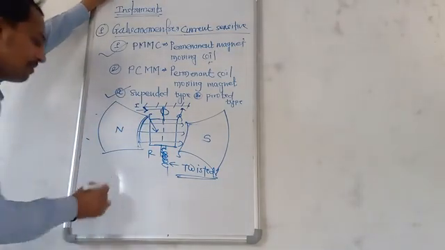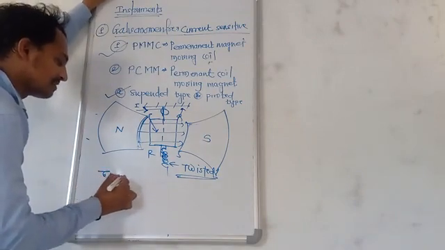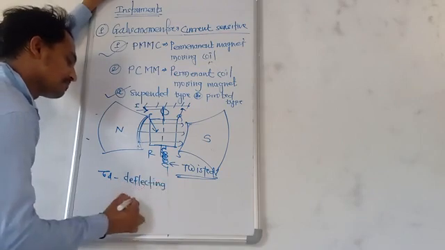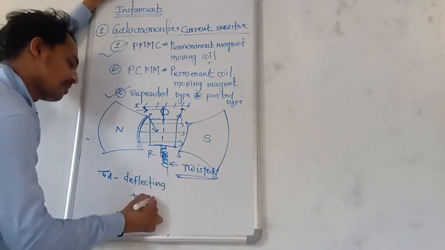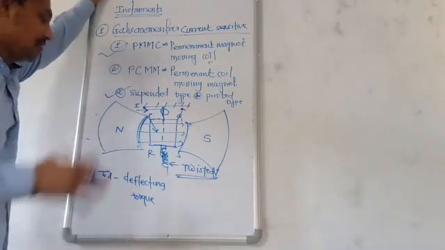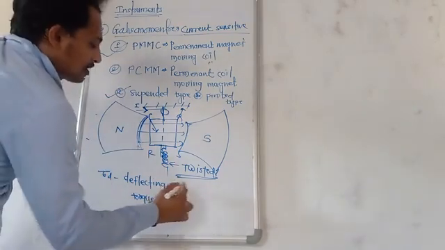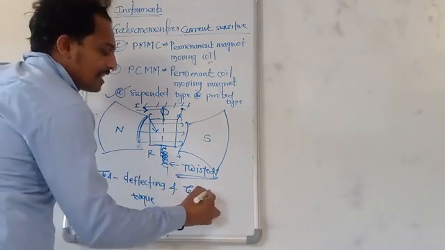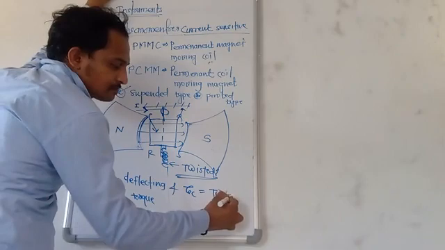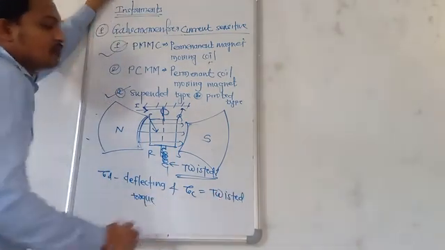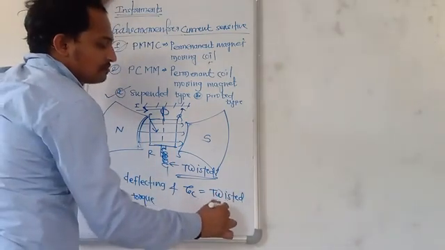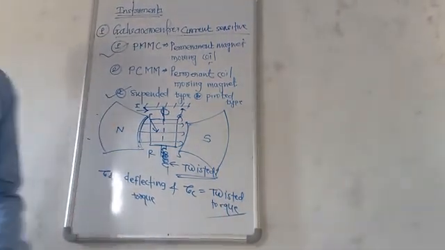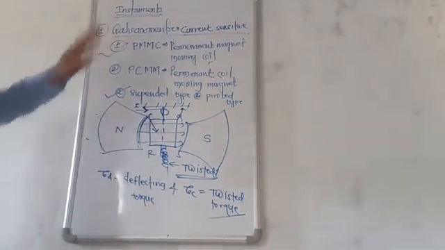After the current, a twisting torque is also produced. First of all, which kind of torque is produced here? TD, that is called the deflecting torque. And there is another torque produced because of the restoring force of the spring, and that torque is called the twisting torque. These two are equal because both do the same work. So these are the basic things, or the construction, of the galvanometer.